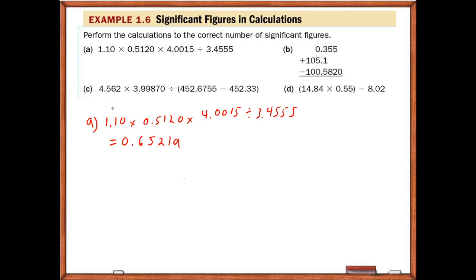Just look here. This has 1, 2, 3, 4. This has 1, 2, 3, 4, 5. This one has 1, 2, 3, 4, 5. So we want to go with the smallest, which is 3. We would round this to just 3 sig figs, which means to the 2. So we would report 0.652. We don't have a unit here. Okay, so that's our answer.